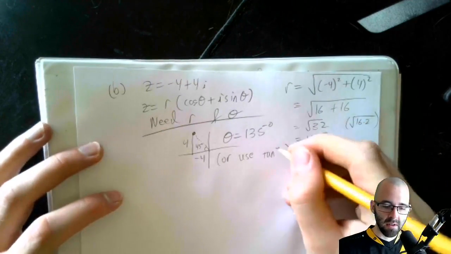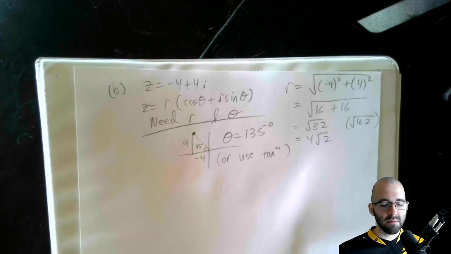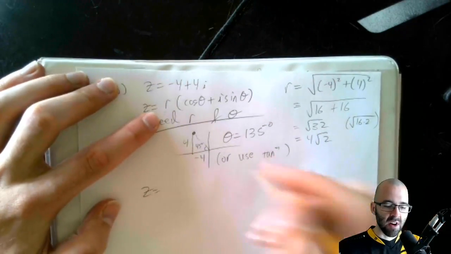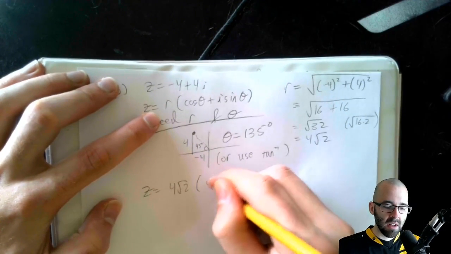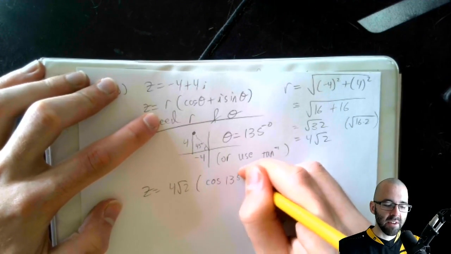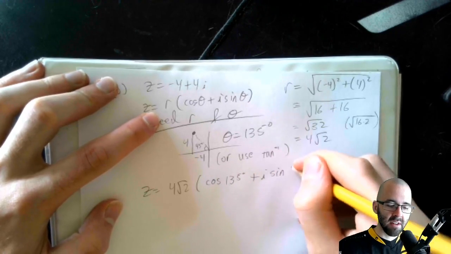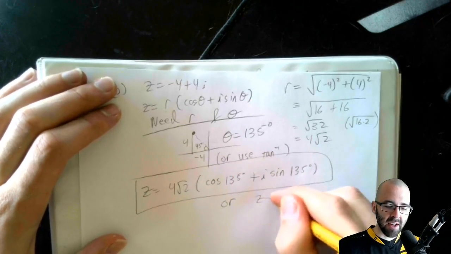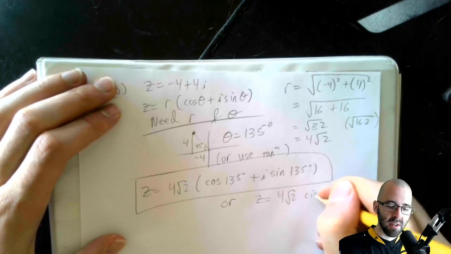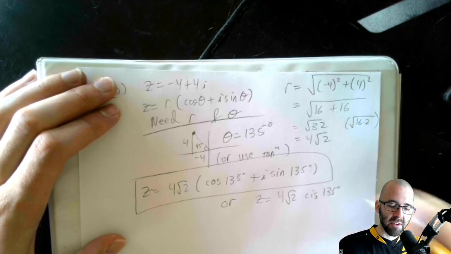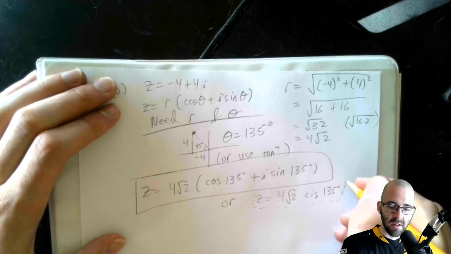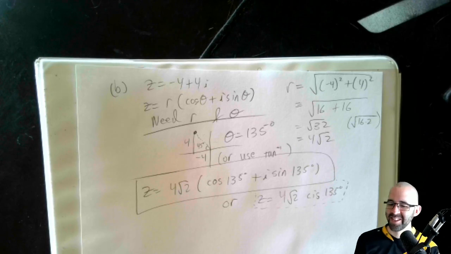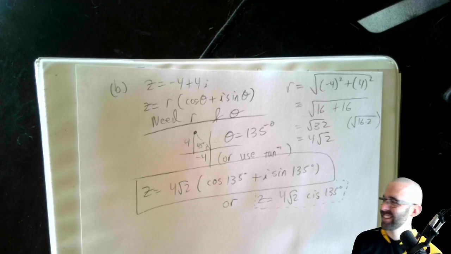Good. So we found theta, we found r. We're just going to say that z is r, which is 4 root 2, times the cosine of theta, which is 135 degrees, plus i times the sine of 135 degrees, and this will be our answer. Or again, if you want to write it with shorthand, it would look like 4 root 2 cis 135 degrees. I'll take either one. Yeah, it's special. Just like all of us.